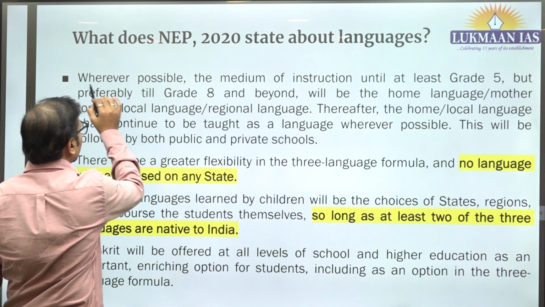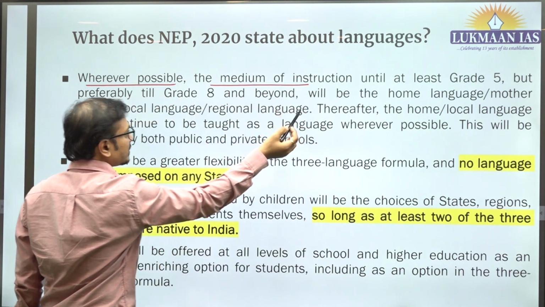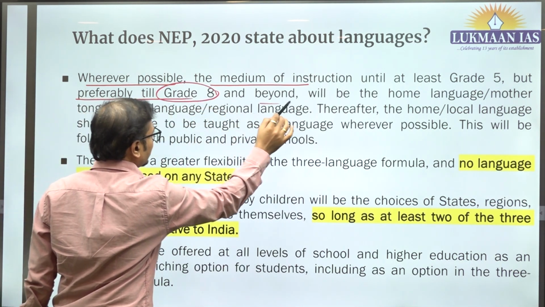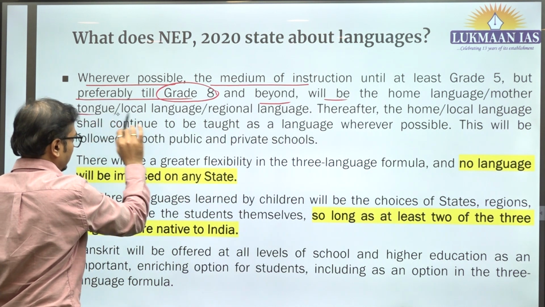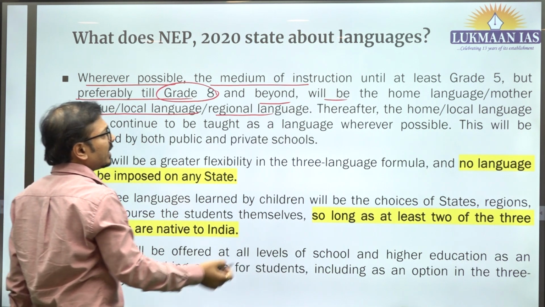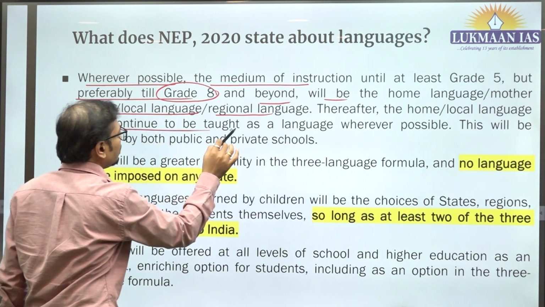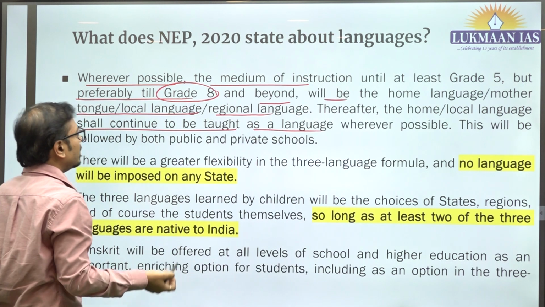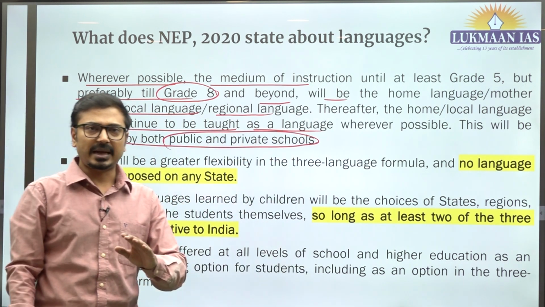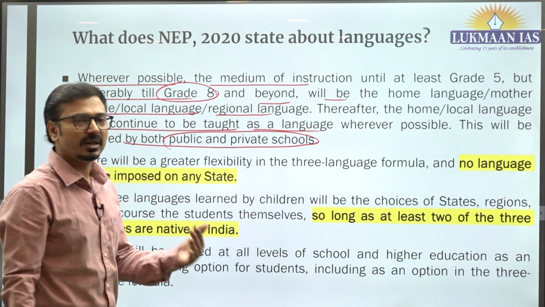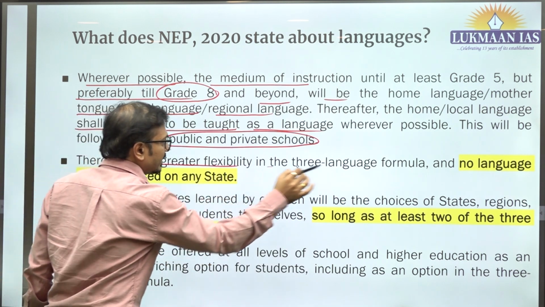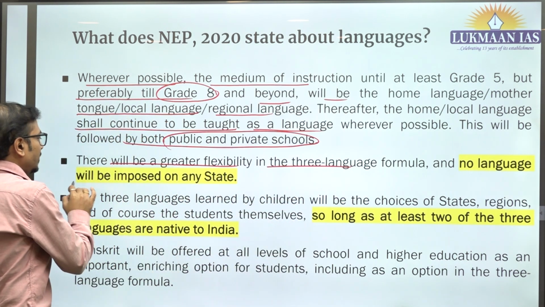So what does it say? Wherever possible, the medium of instruction until at least grade 5, preferably till grade 8 and beyond, will be the home language or mother tongue, local or regional language. So it is promoting the regional language, the mother tongue. Thereafter, the home language shall continue to be taught as a language wherever possible, and this will be followed by both public and private schools. So it is a promotion of regional languages and learning in the mother tongue. Now, there will be greater flexibility in the three language formula, and no language will be imposed on any state.